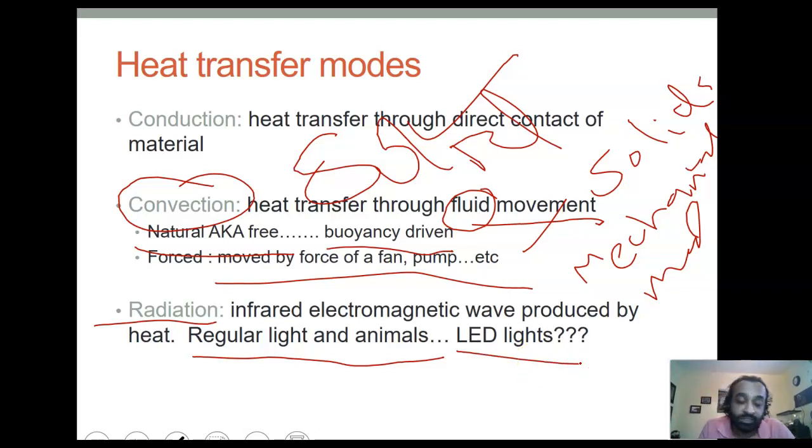What about LED lights? That's a very interesting question, just came to me. LED lights, usually they're very, very cool. The reason they do not consume a lot of energy is because they're not making much heat. The energy consumed by LEDs is mainly used to make light and not heat. So they don't radiate as much as incandescent or fluorescent lights. So radiation, it's a big spectrum.